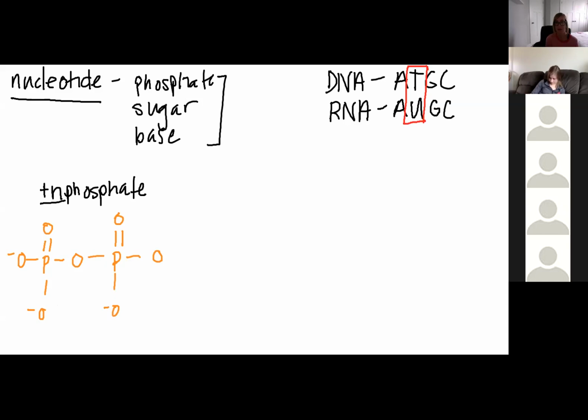I should be drawing that the other way. Okay. Then we'll have one more. P, O, O, O minus. So 3 phosphates. That's your first group. This is the starting of our nucleotide. The next group that we're going to have is the sugar. So this sugar is going to attach to this O here. So we'll have the sugar.